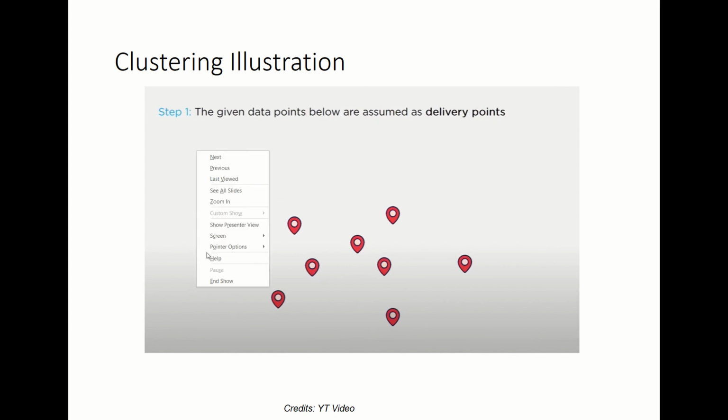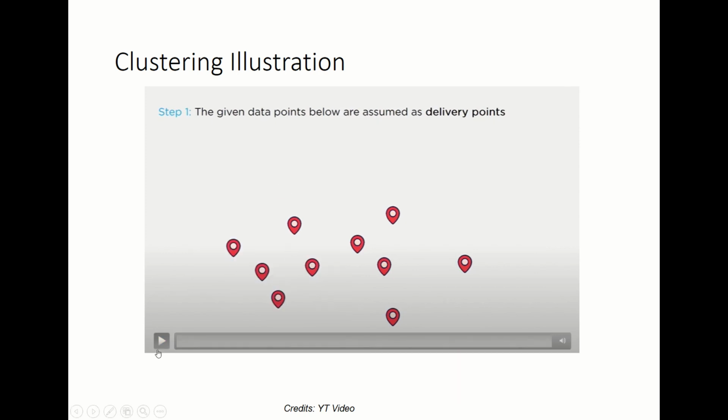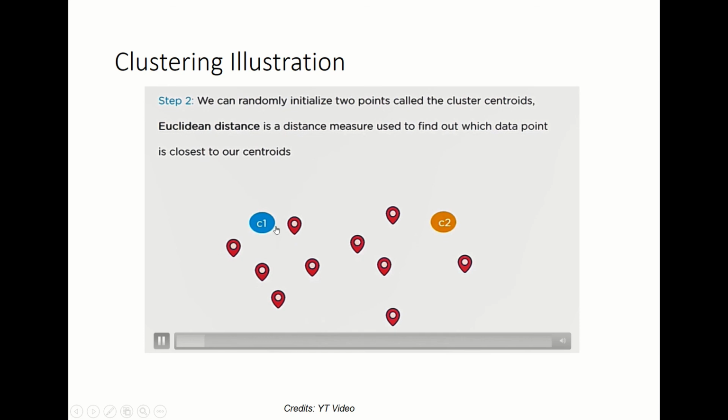So this is another example which I wanted to show you. You have various delivery points, which you can see here. Now what you have to do is initially randomly select 2 different data points. When you select these data points, you have to find the Euclidean distance of each data point to C1 and to the other centroid. Like that you have to consider the distance of each and every data point to the different clusters.